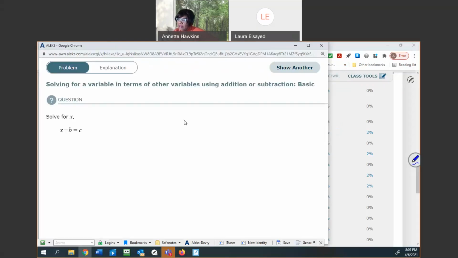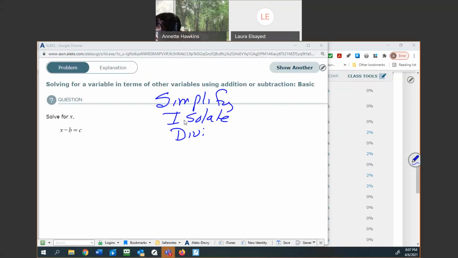It says solve for x. Now, we know how to solve equations: simplify, isolate, and divide. But before, we just had one variable, x. Now we have 3. It doesn't matter. You always focus on what you're solving for. So simplify means remove parentheses, fractions, decimals, add like terms on the same side. Now, isolate is where you want to focus on the variable you're interested in. We're interested in solving for x.